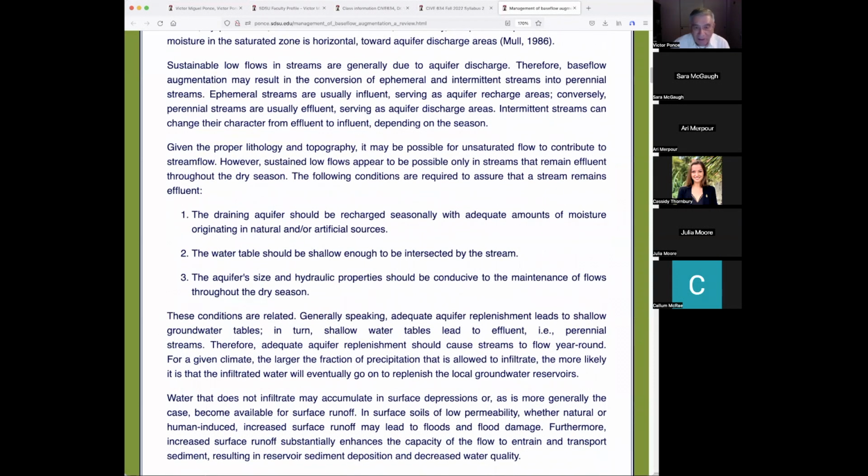So the following conditions are required to assure that the stream remains effluent. The draining aquifer should be recharged seasonally with adequate amounts of moisture originating in natural and artificial sources. It goes without saying, if an aquifer is draining and if it's not recharged, it'll drain completely out and then you'll lose your river. So the aquifers are always recharging with precipitation or whatever. Naturally, before we got in there, or now aquifer recharge is done as an endeavor, as an enterprise. There's companies out there that are doing aquifer recharge because they were hired to do this.